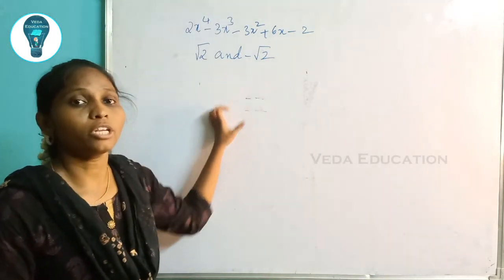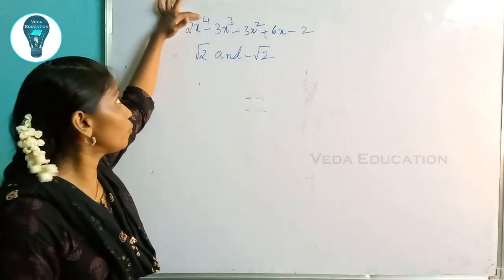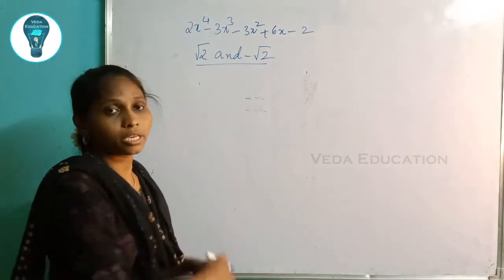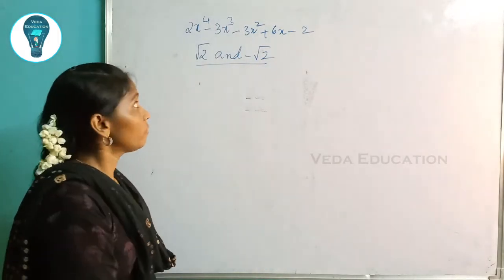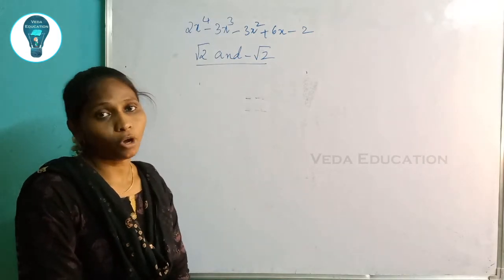So they asked to find out the other two zeros. See here, what is the degree of this given polynomial? 4. So you will get 4 zeros. Already they have given us 2 zeros, and the other 2 zeros we have to find out. For this, what we have to do first is convert the given 2 zeros into linear polynomials.